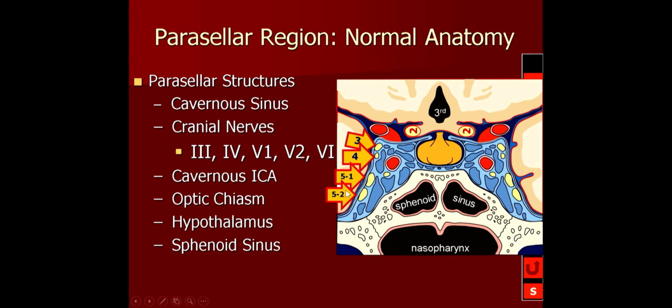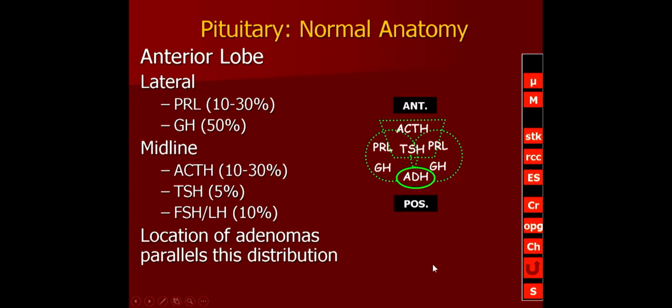So it's 3, 4, and the first and second divisions of the trigeminal nerve. And then that leaves just one that is right adjacent to the cavernous portion of the carotid artery, the abducens nerve or the 6th nerve. So everybody should know this, and Blake did a great job of talking about this.